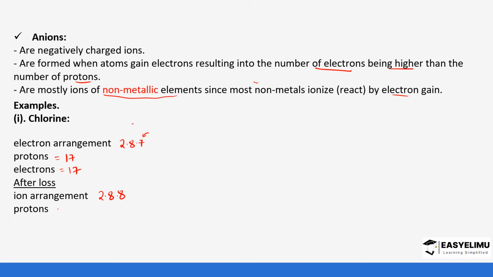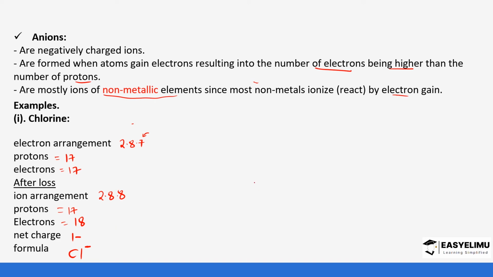So the number of protons remains the same while the number of electrons increases by 1. So they become 18 electrons. And then the net charge in this case will be -1, or 1 negative. And if you were to write the formula of the ion, it's going to be the symbol of chlorine and a negative. So let's represent this in a dot and cross.